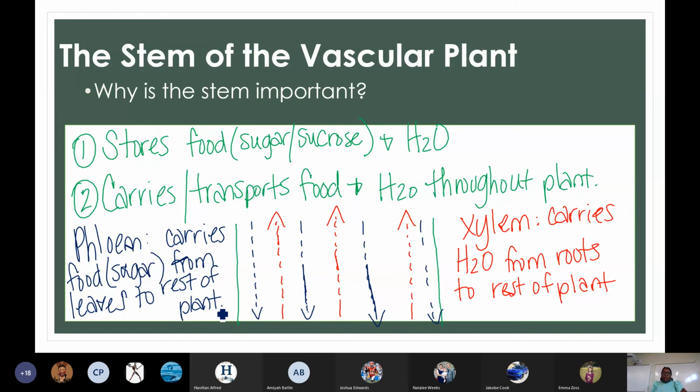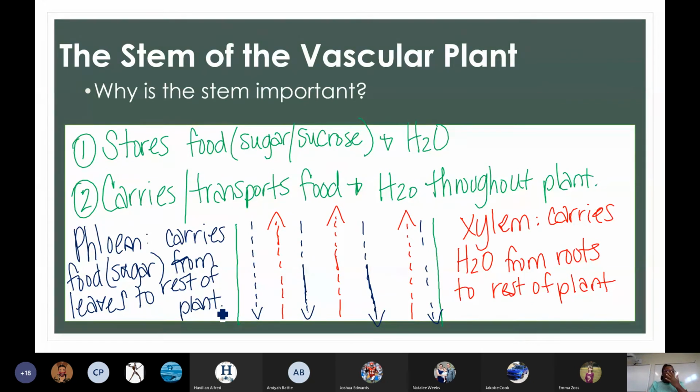So yeah, that stem is extremely important, because it carries food and water throughout the plant. That's why Miss Neville's calling it a highway, because highways carry cars from one place to another, carries people from one place to another. But also, it stores food for the rest of the plant.